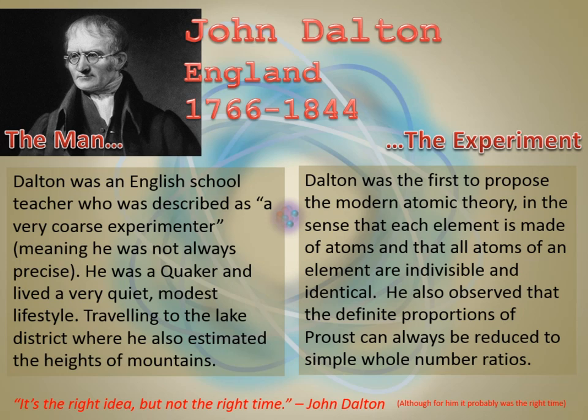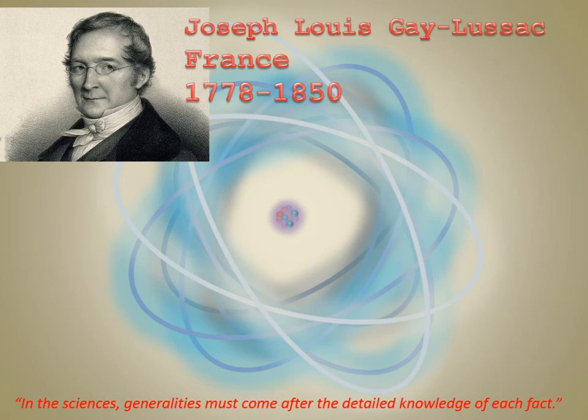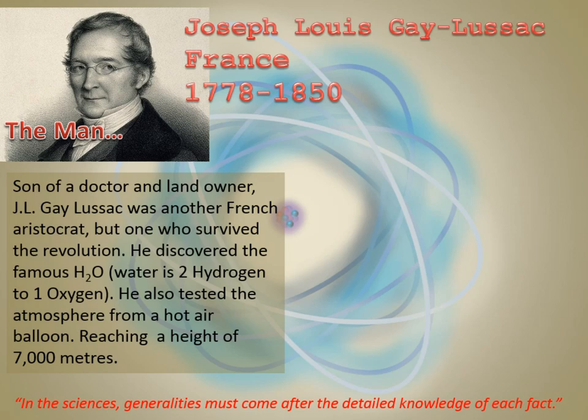make up water. Next on our list is Joseph-Louis Gay-Lussac from France, and he was the son of a doctor and a landowner. He was another French aristocrat, but fortunately for him, he survived the French Revolution. And it was him who discovered the famous H2O relationship in water. Water is 2 parts hydrogen to every 1 part oxygen. He also tested the atmosphere, taking samples at different altitudes from a hot air balloon, and he reached a height of 7,000 meters, which was the highest anyone had been at that time.